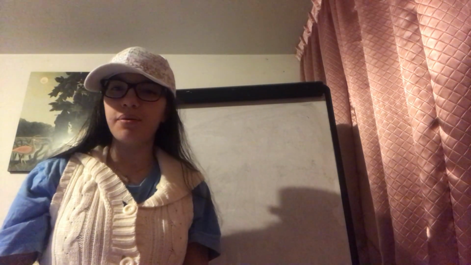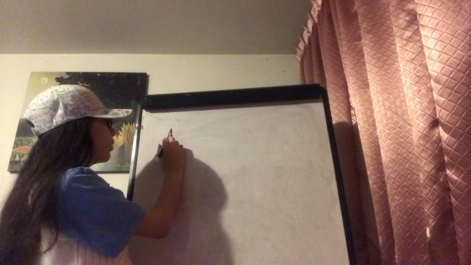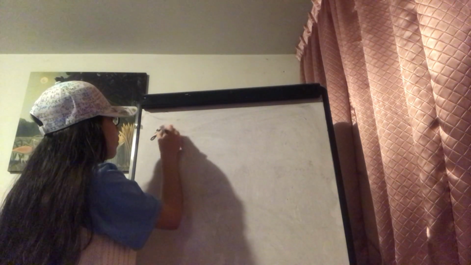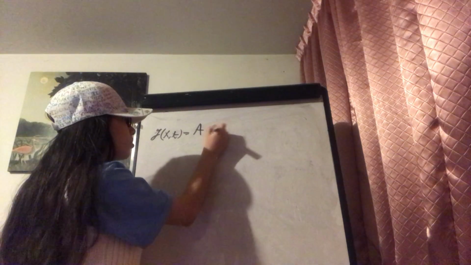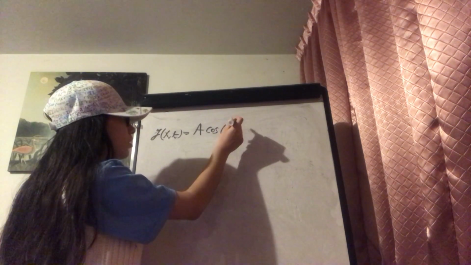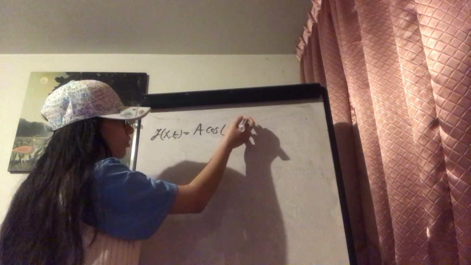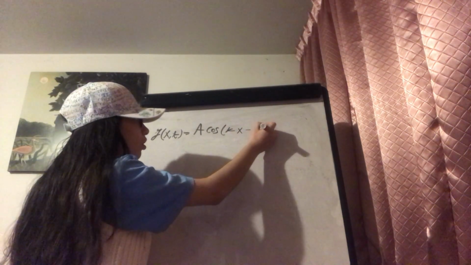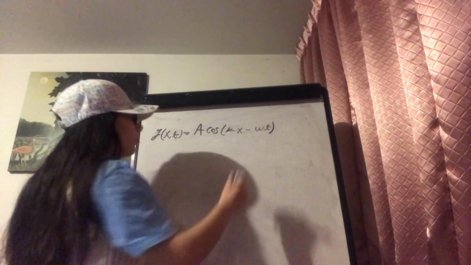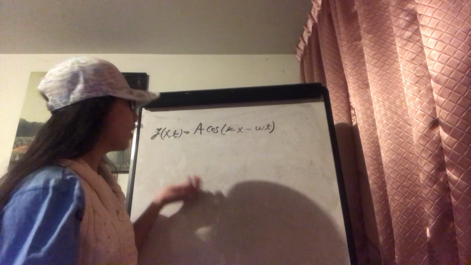In order to see the derivative of the wave function or wave equation. In the previous video we saw that the mathematical equation of the wave was y as a function of x and time is equal to A times the cosine of kx minus omega t, where k is a constant. Now first, let's take the partial derivatives.